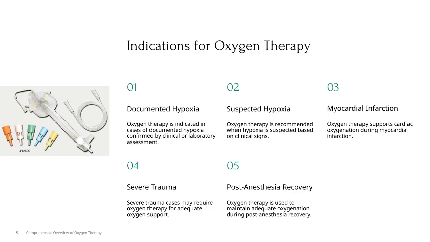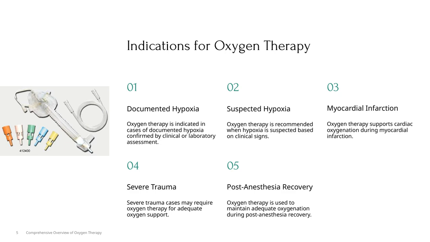Oxygen therapy is also recommended when there's suspicion of hypoxia based on clinical signs. For example, if a patient shows signs like cyanosis, shortness of breath, or altered mental status, we should consider administering oxygen even before laboratory results confirm hypoxia. Of course, when hypoxia is documented, meaning confirmed through clinical assessment or lab tests, oxygen therapy becomes a clear indication. This ensures we're targeting therapy appropriately and effectively addressing the patient's specific needs.